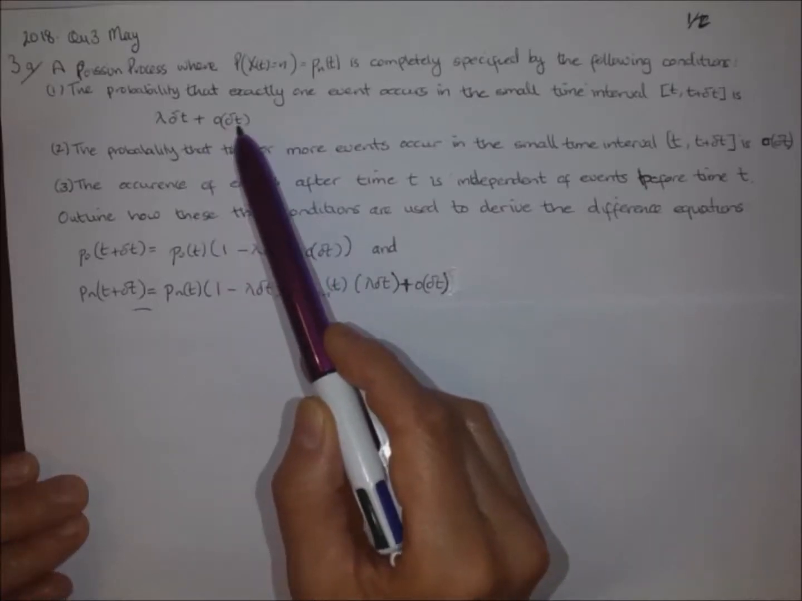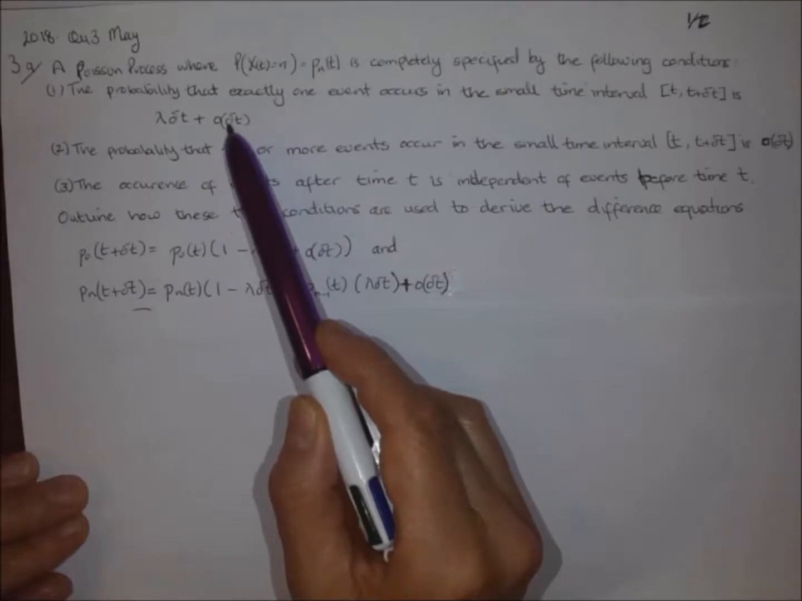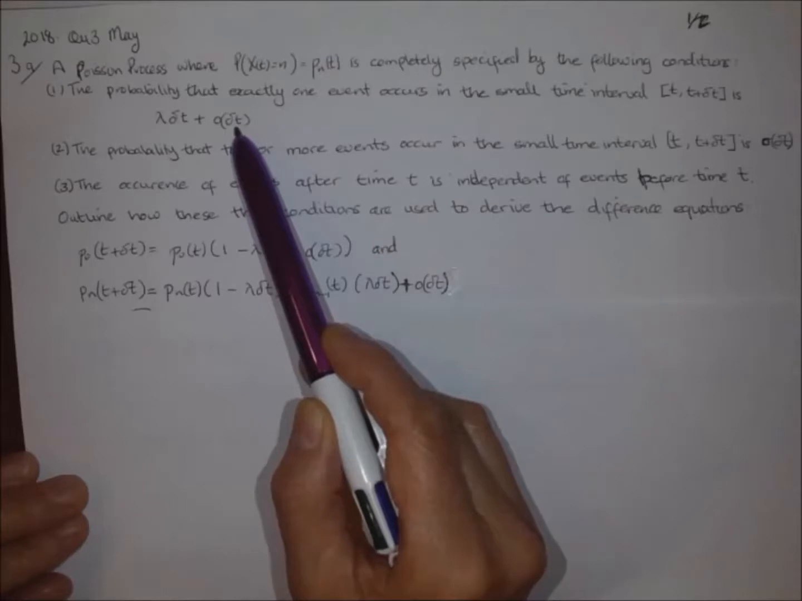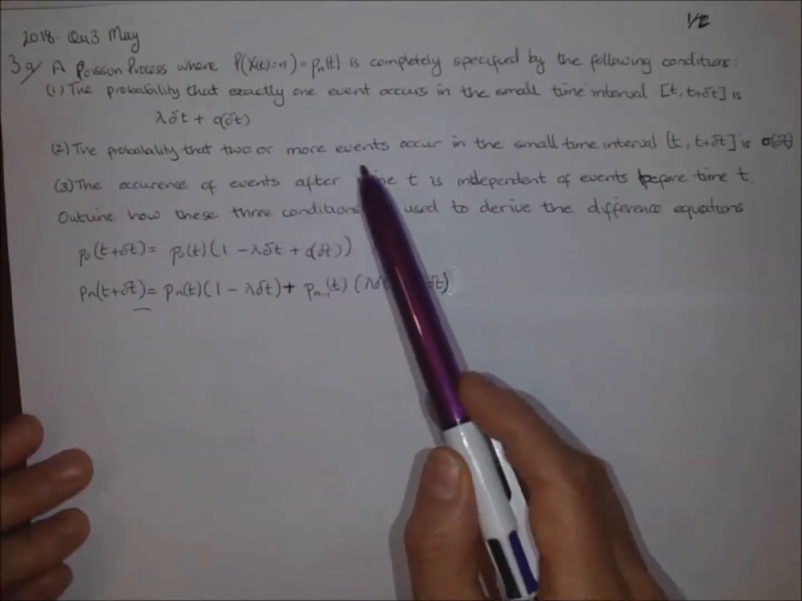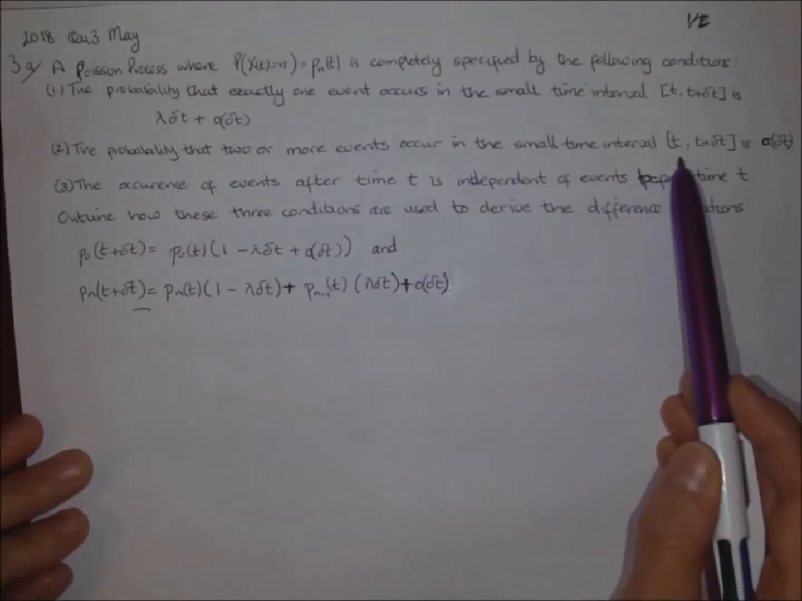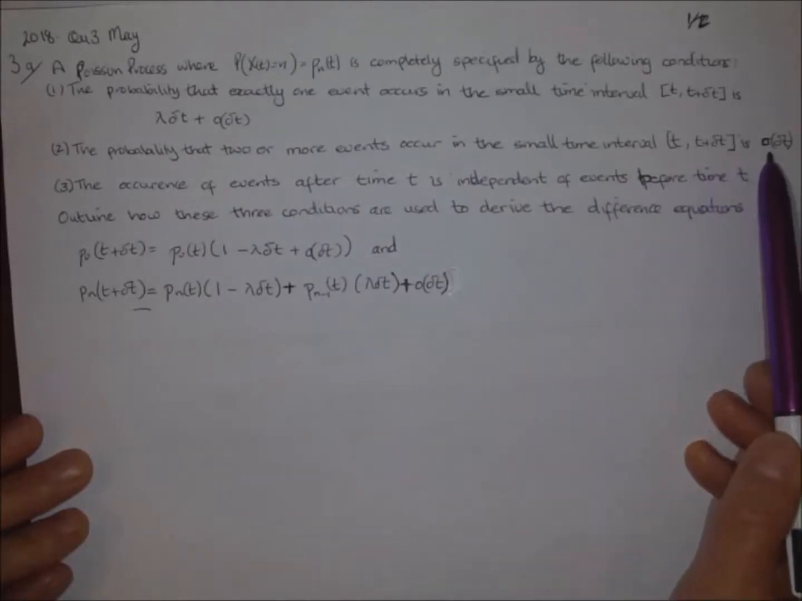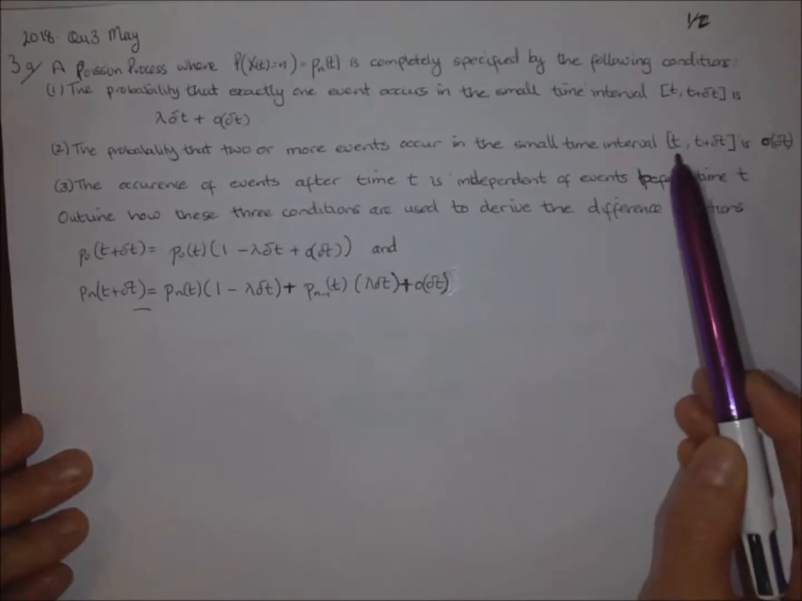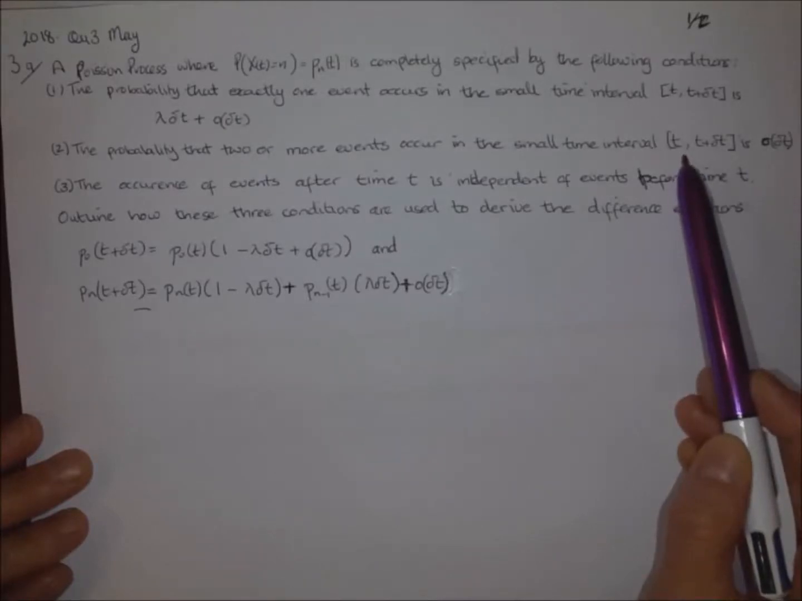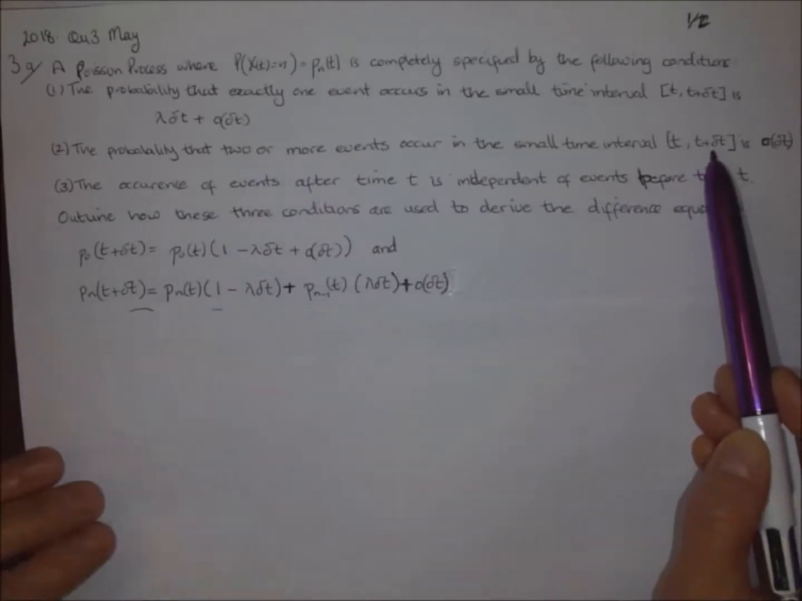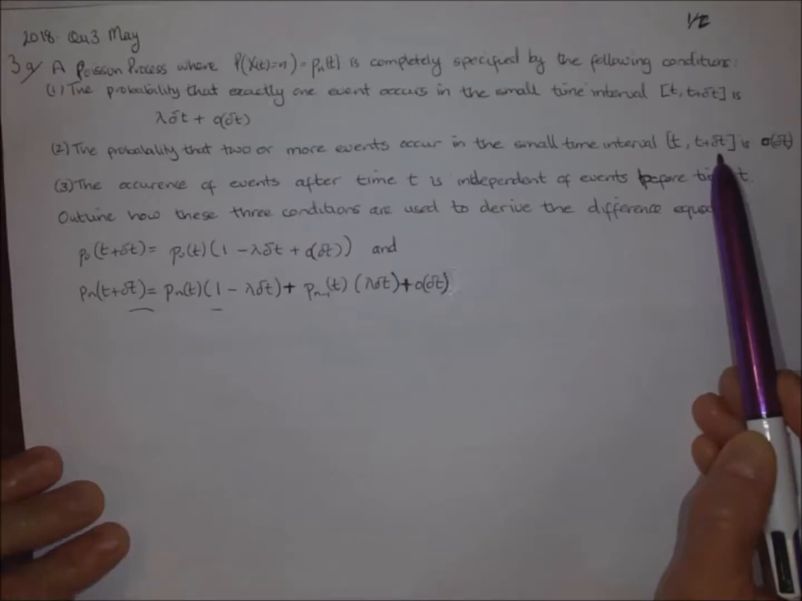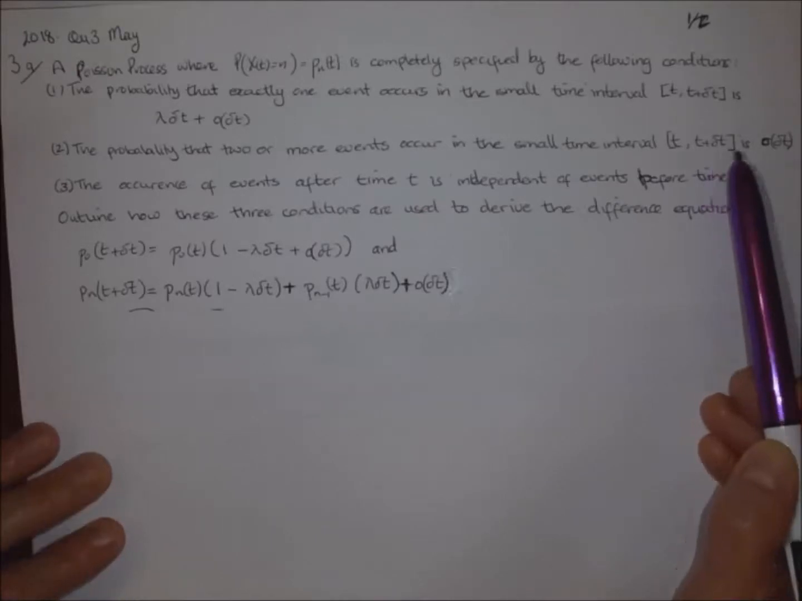And also, as delta t tends to 0, little o will be 0. Little o(delta t) becomes 0 before delta t becomes 0. And 2, the probability that 2 or more events occur in a small time interval t to t plus delta t is little o(delta t), i.e. it is a very rare event. We don't expect it to happen at all. We don't expect more than one event to happen in the small time interval delta t. In fact, we designed delta t to try to ensure that only one event occurs at a time.